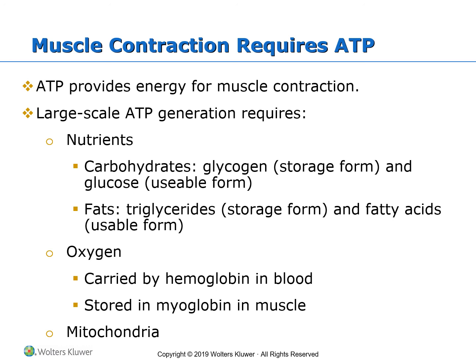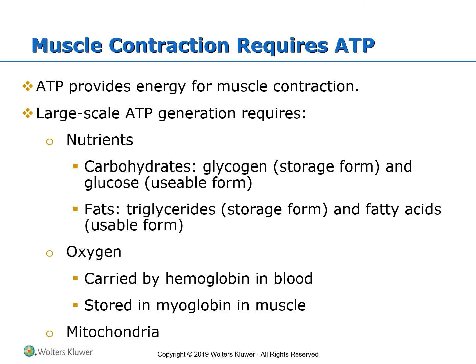And burning the nutrients can be done only if we have enough oxygen. The oxygen is transported in our body by hemoglobin in blood and can be stored in quite big quantities in myoglobin in the muscle. Myoglobin is very similar to hemoglobin. It's a protein that is localized and stored in the muscle cells, and it's able to bind and store oxygen for whenever the muscle will need it.